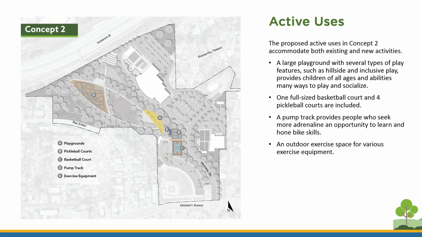The proposed active uses in Concept 2 include a large playground space with hillside and inclusive play features, one full-size basketball court, and 4 pickleball courts. A pump track and an outdoor exercise space for various exercise equipment are also proposed.